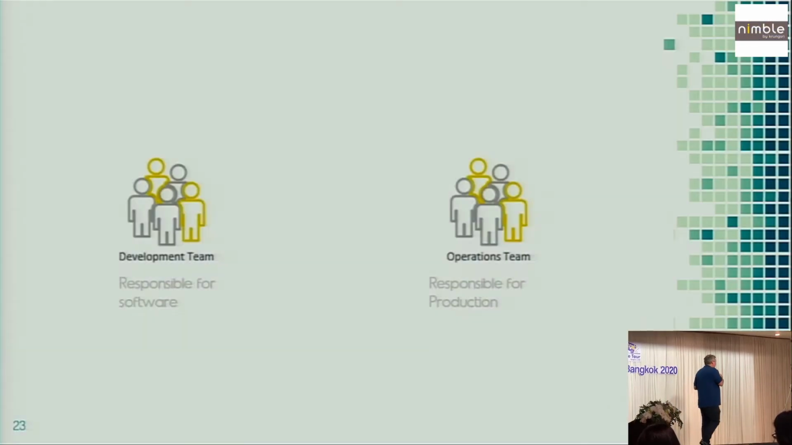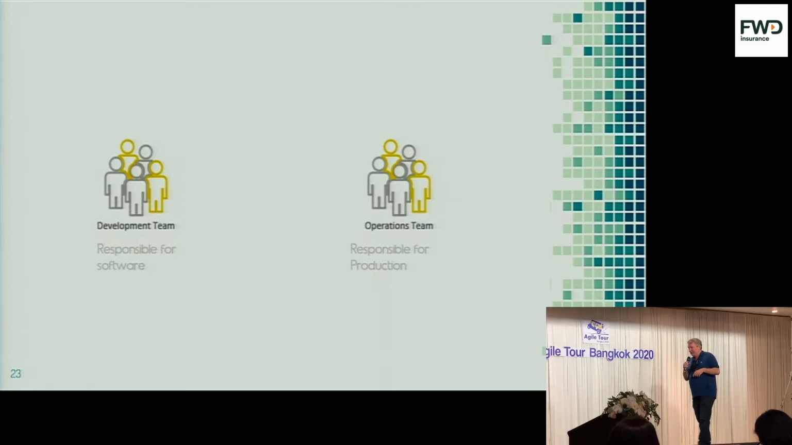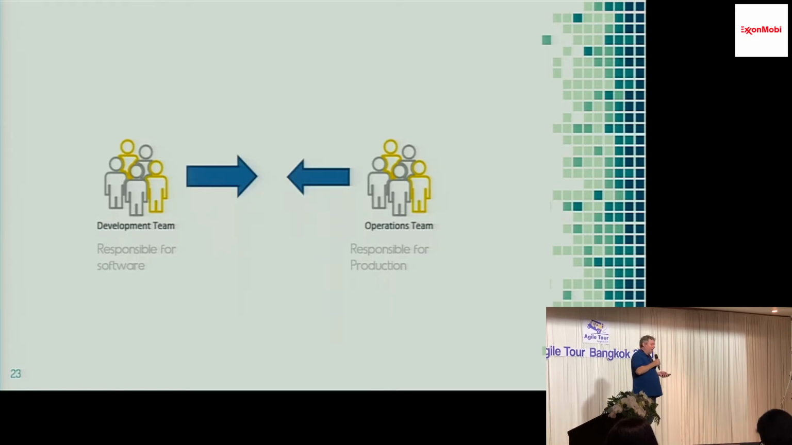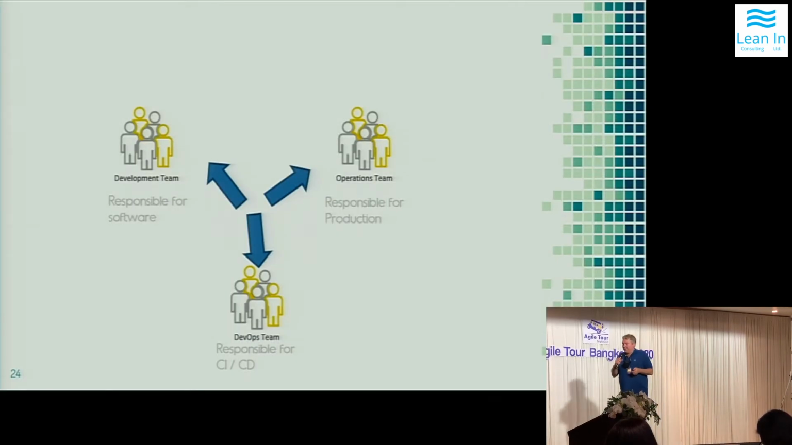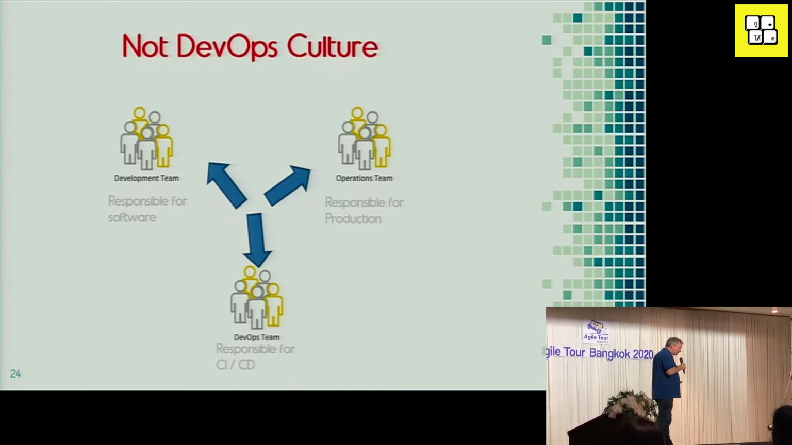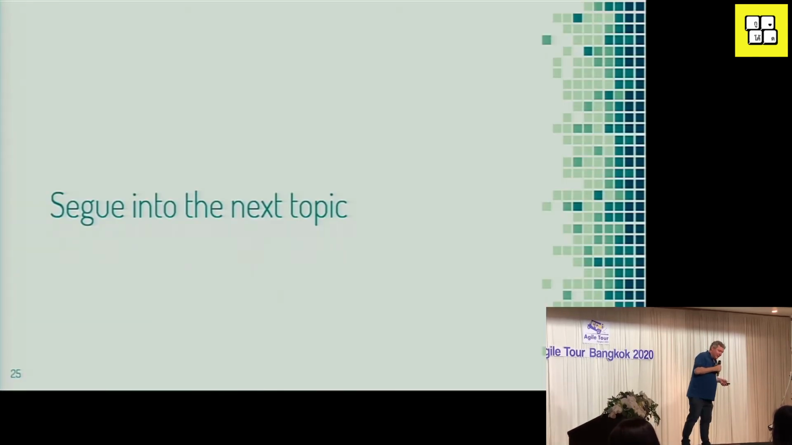So what DevOps culture is, and this is the DevOps revolution from 5-10 years ago, is we took development teams responsible for the software and operations teams responsible for production, and we merged them together to make a new big team, which is a dev team with DevOps culture, which is responsible for end-to-end delivery. If you have something like this, it isn't DevOps culture, because you end up splitting the responsibility even more, and the people don't share the pain. So that's a segue into the next topic, and thanks Pete for fixing my segue spelling earlier.